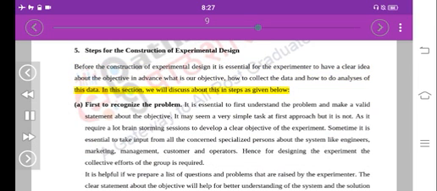In this section, we will discuss this in steps as given below. First, recognize the problem. It is essential to first understand the problem and make a valid statement about the objective. It may seem a very simple task at first approach, but it is not, as it requires a lot of brainstorming sessions to develop a clear objective of the experiment.